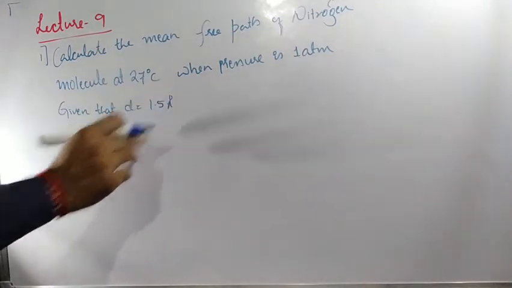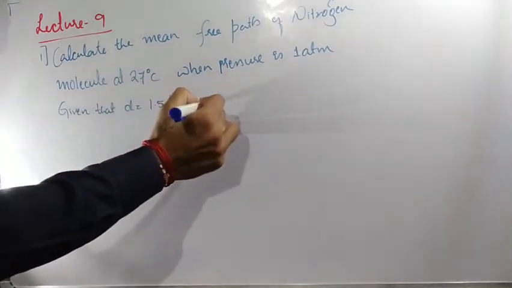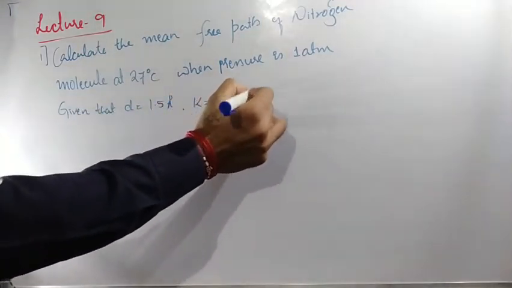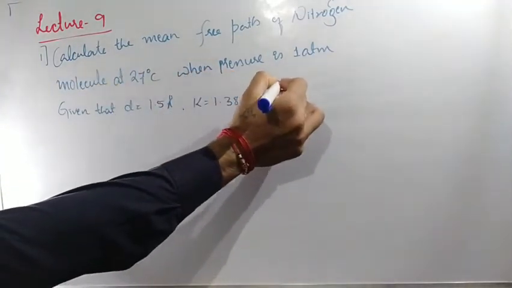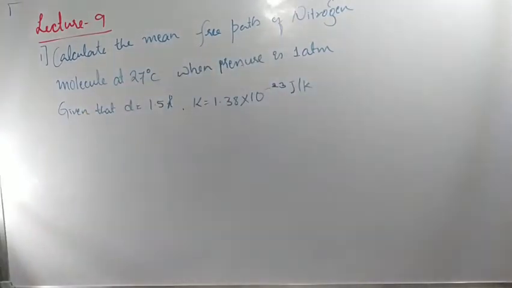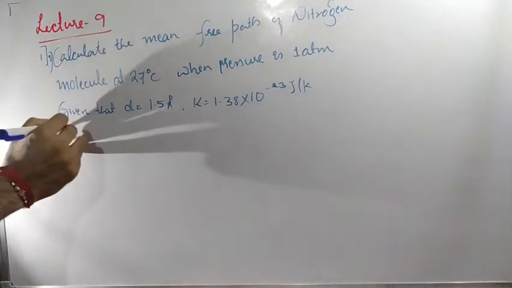Angstrom means 10 to the power of minus 10 meters. So 1.5 angstrom is the diameter value given, and k value given as 1.38 into 10 to the power of minus 23 joule per Kelvin. This is the first part, the calculation of mean free path, and let us call it 1.